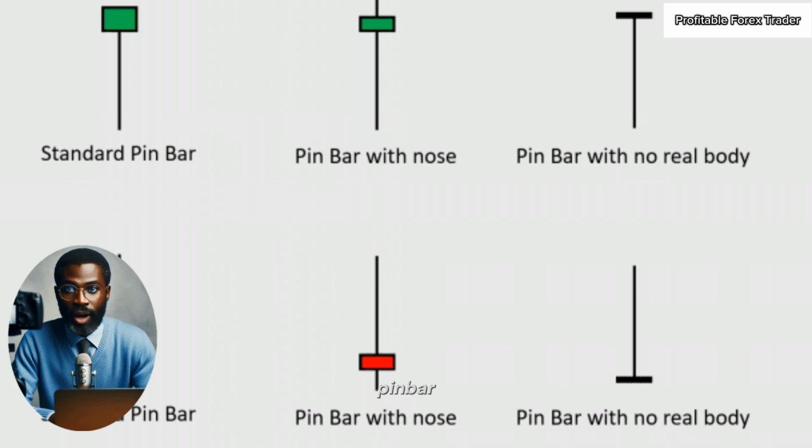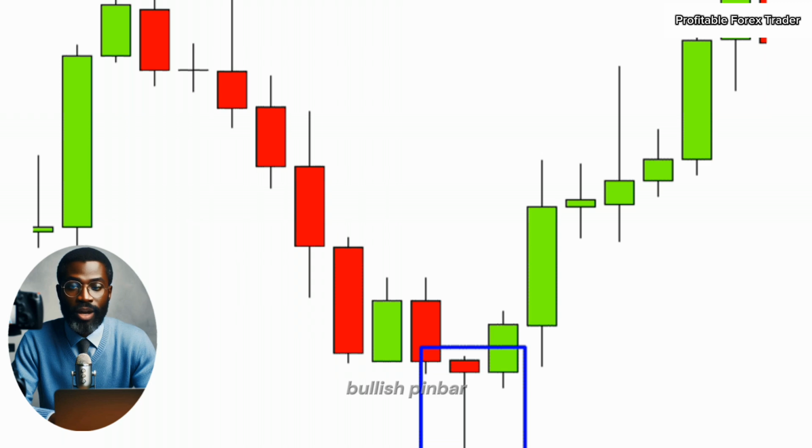A bullish pin bar signals a potential reversal in the market. When a downward series of candles is followed by a bullish pin bar, there is a strong likelihood that the price will reverse and start moving upward. Traders typically look to enter a long position after spotting a bullish pin bar.